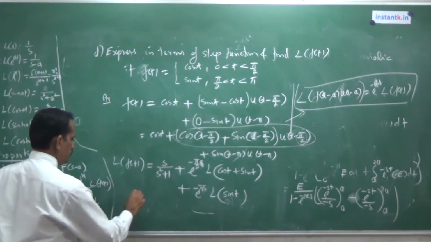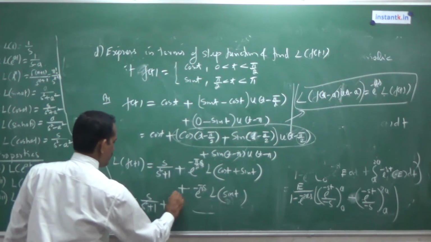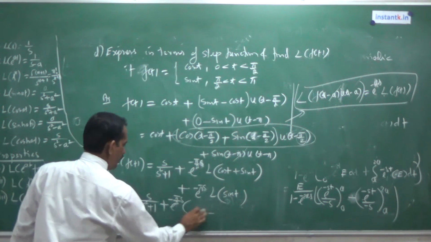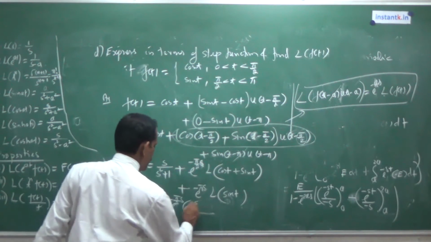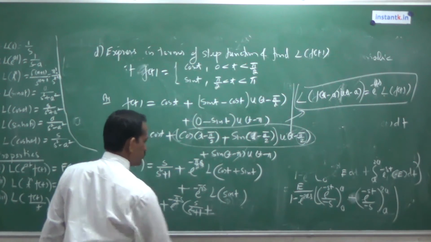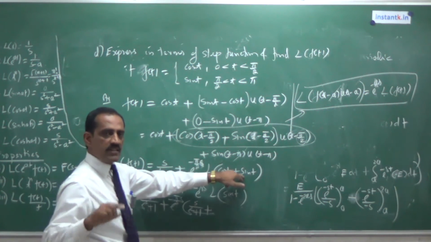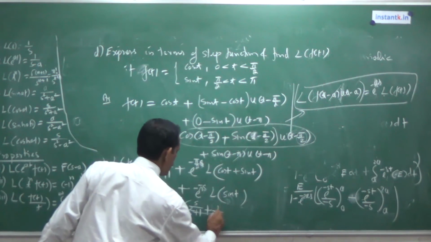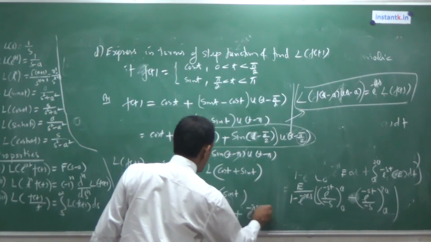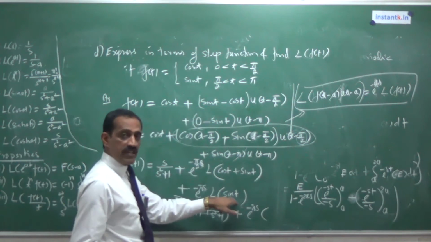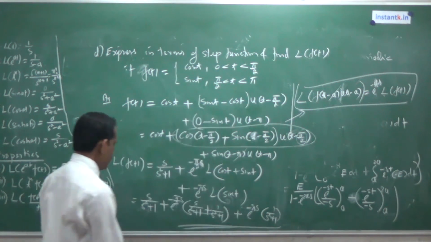That's all. So it is s by s squared plus 1, plus e power minus pi by 2 s of the Laplace transform of cos t. What is that? S by s squared plus 1, plus the Laplace transform of sin at, which is a by s squared plus a squared. It is 1 by s squared plus 1, plus the Laplace transform of sin t, that is 1 by s squared plus 1. This is the answer for this.